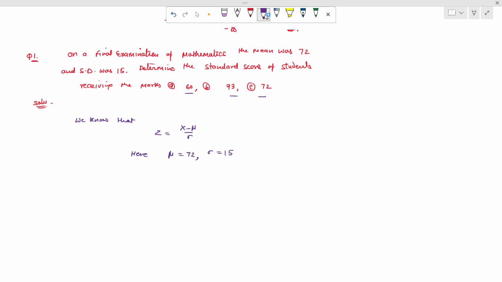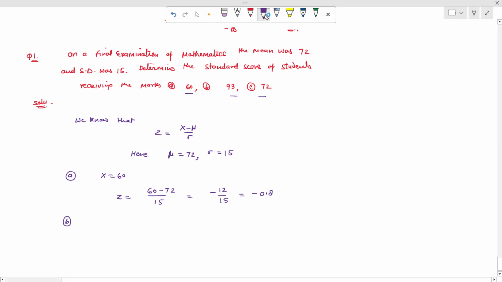So when we are going to solve the first part, here X is equal to 60. Now we convert this 60 into standard score Z. So 60 minus 72 upon 15. So this gives us minus 12 upon 15, which is equal to minus 0.8. So minus 0.8. This is our first value.